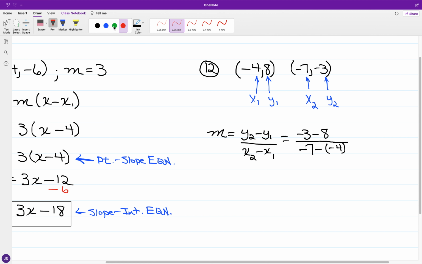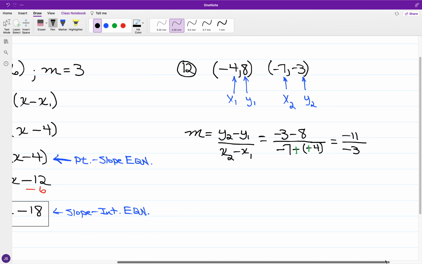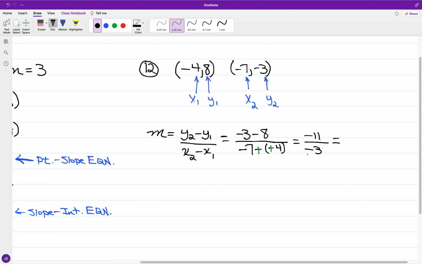And so at the top, we have negative 3 minus 8 to become negative 11. For the denominator, we have negative 7 minus negative 4. We can translate the double negative to addition of the positive. So we had negative 7 plus 4, which comes out to negative 3. So for the slope, a negative over negative is a positive, and after undoing the negatives, we have the slope in simplest form as the fraction 11/3.